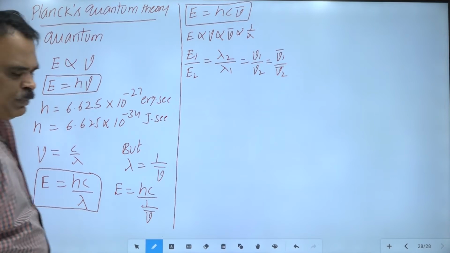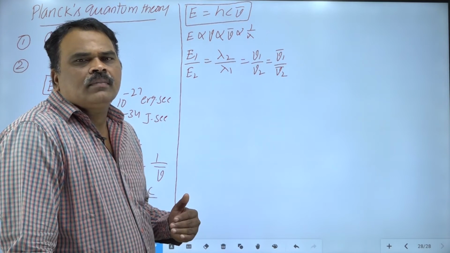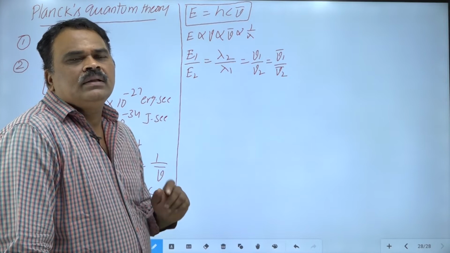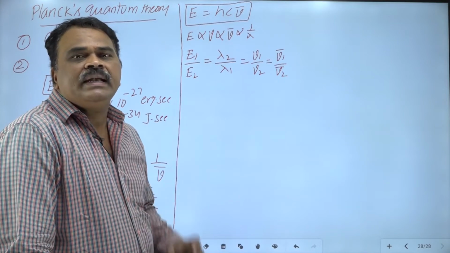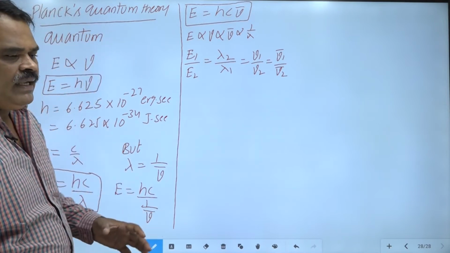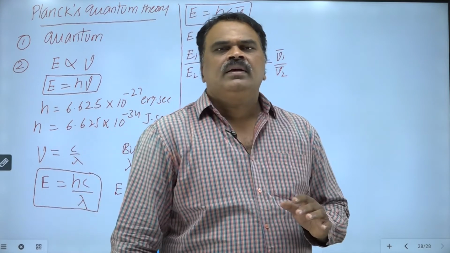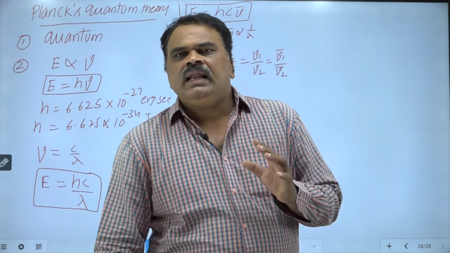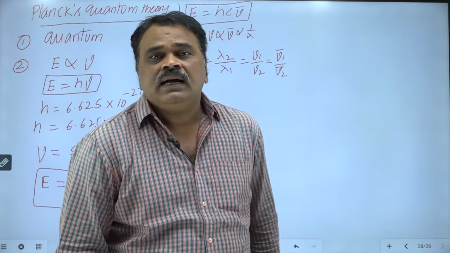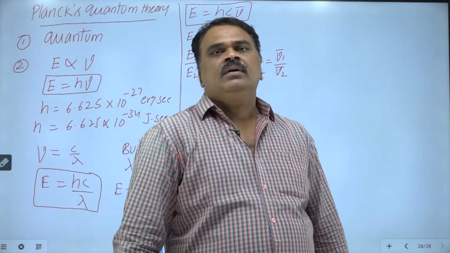The energy is propagated in the form of a wave. So the energy emitted or absorbed by a body is not a continuous process. The energy emitted or absorbed by a body takes place discontinuously in the form of small energy bundles, small energy packets called quantum.